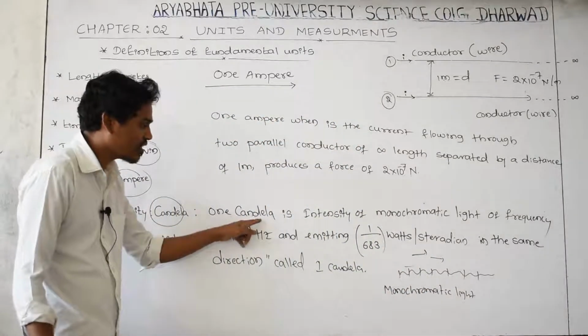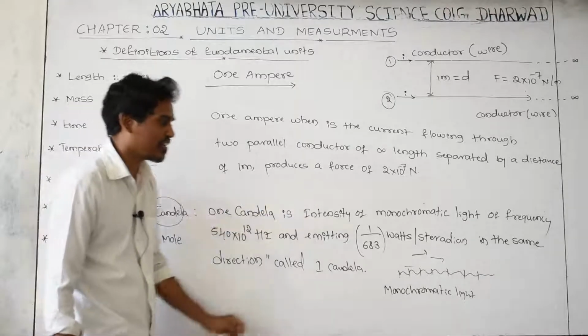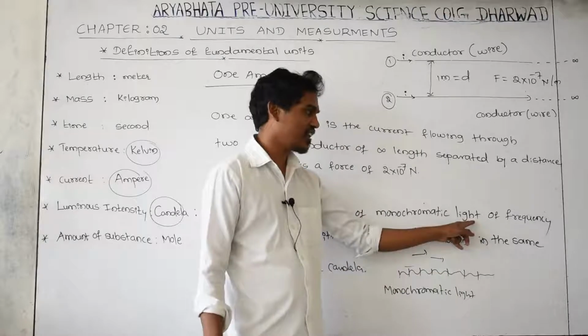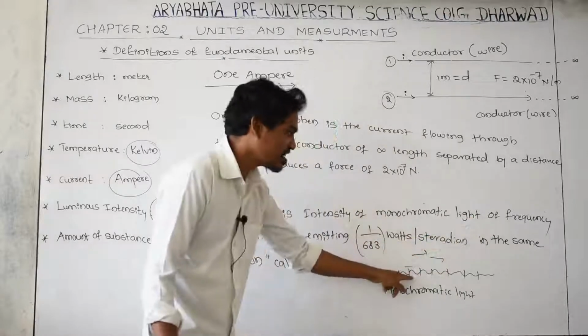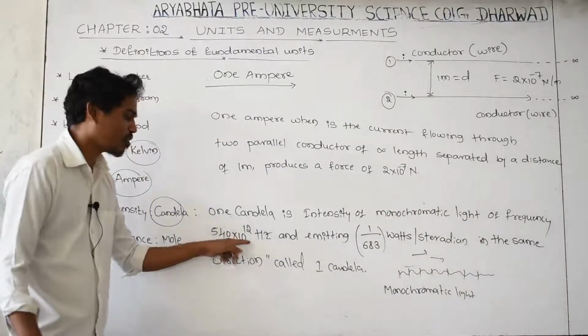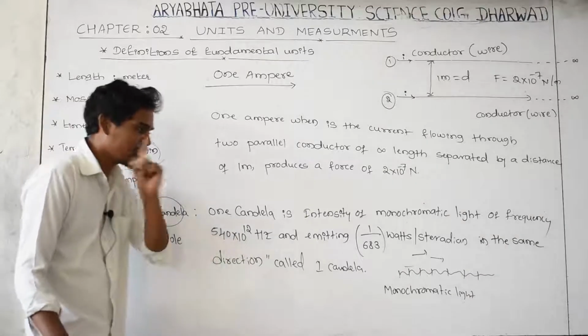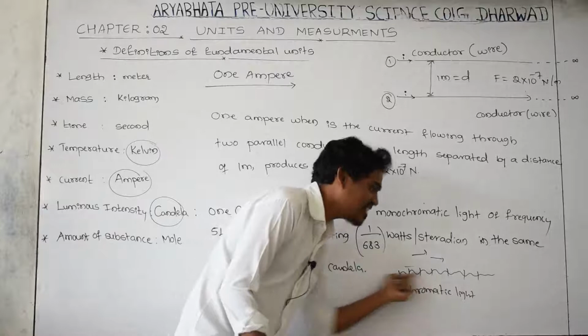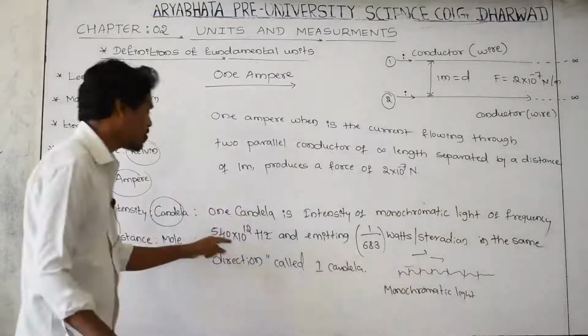One candela, what do we call it? It is the intensity of monochromatic light. What is the meaning of monochromatic light? Single light is called a monochromatic light. Its frequency should be how much? That is 540 into 10 to the power 12. What is the meaning of this? In just 1 second of time, how many waves are passing in just 1 second? 540 into 10 to the power 12.